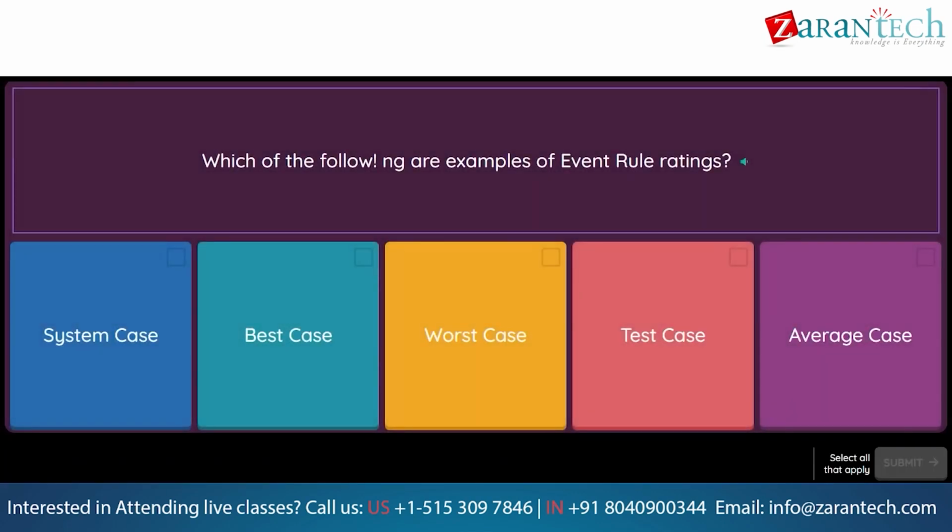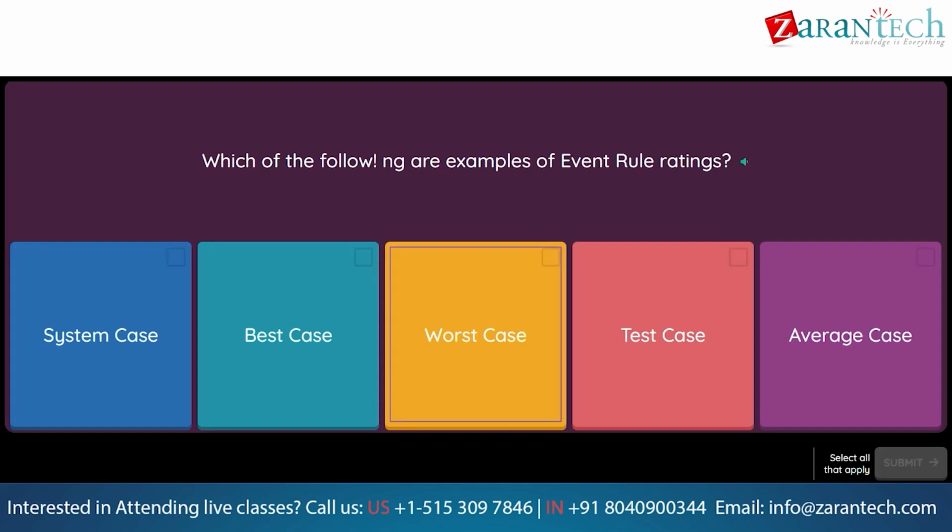Question: which of the following are examples of event rule ratings? Option 1: system case. Option 2: best case. Option 3: worst case. Option 4: test case. Option 5: average case.